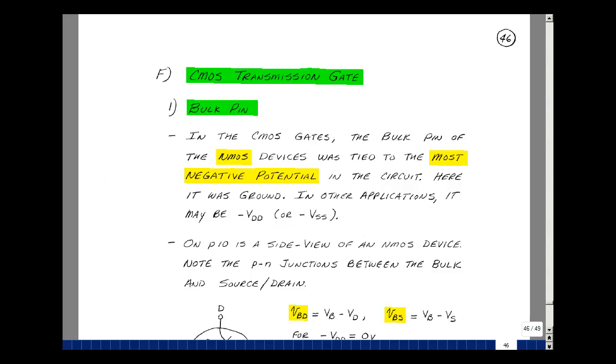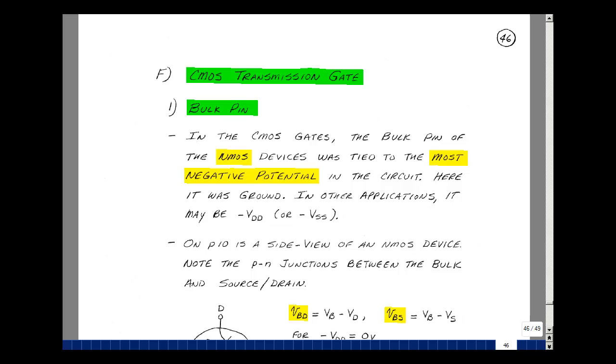This lesson deals with a CMOS transmission gate. You can find these notes in the ECE302 ebook in Chapter 4, starting on page 46. In some of our previous videos, I talked about the bulk pin being connected to the positive power supply and the most negative potential in the circuit. Let's take a look at why.